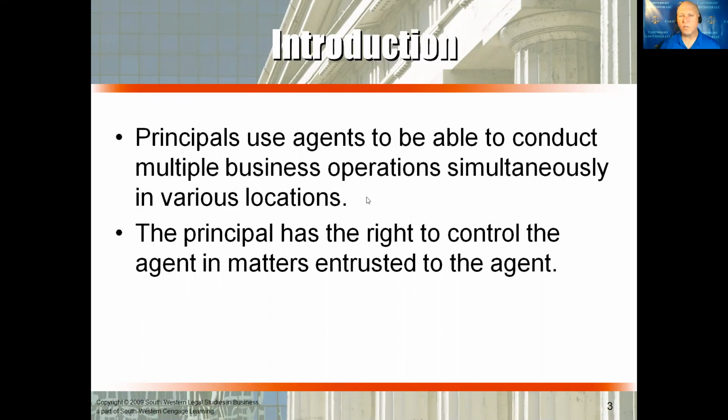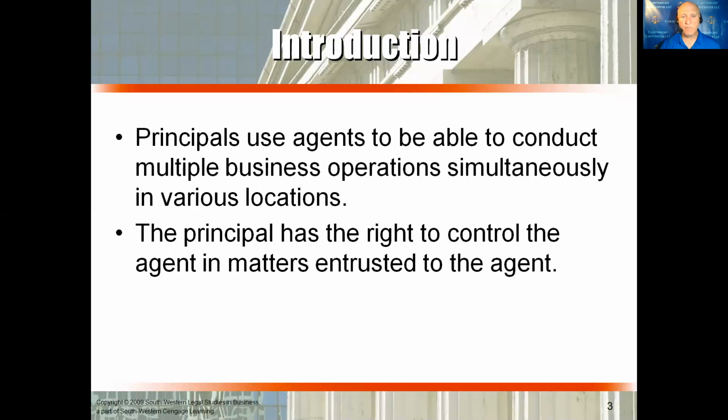If you see the second bullet point on this particular PowerPoint slide, you should hone in on this as one of the integral elements of principal agency law. The principal has the right to control the agent in matters entrusted to the agent. That element of control is key. A lot of people don't understand this, but it doesn't matter whether they actually control the agent or not. What is important is they have the right to control the agent.